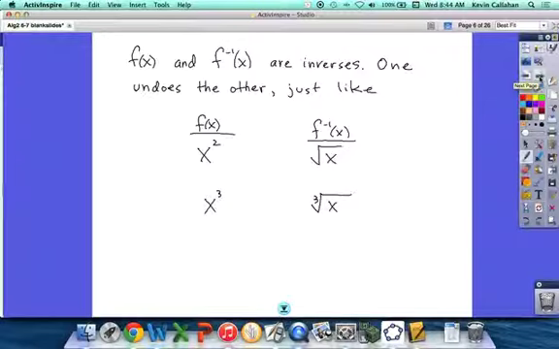So functions and their inverses undo each other. Just like, and we already did this in this chapter, which is part of the reason why this is at the end of the chapter about radicals, a square and a square root undo each other. So they're inverses. The cube and a cube root undo each other. That's how we solve the equations. We isolated and then we undid.